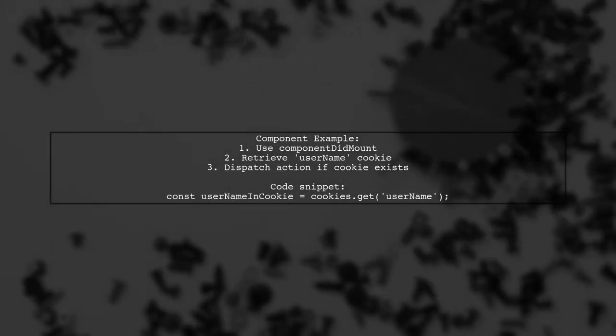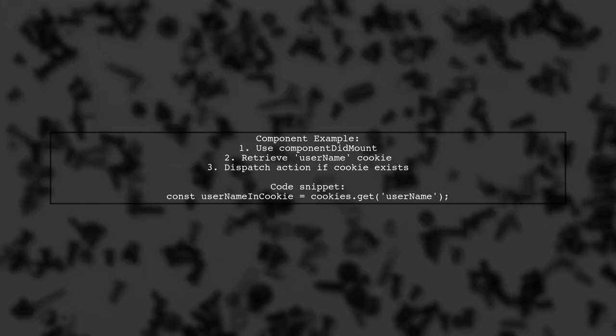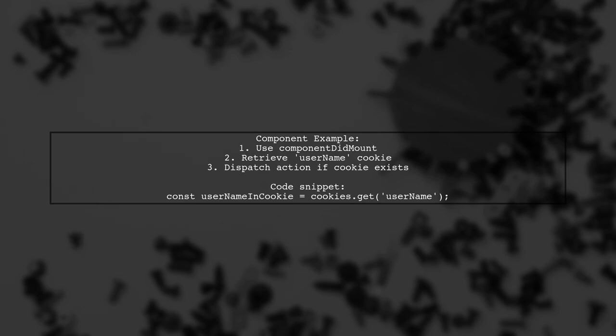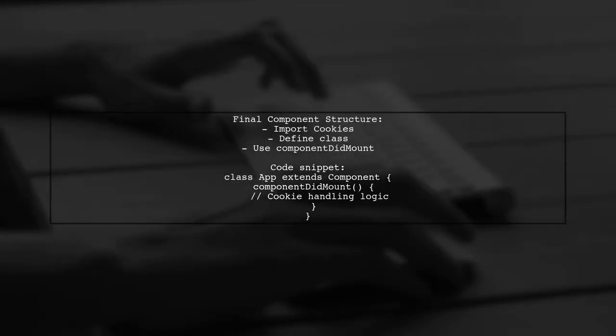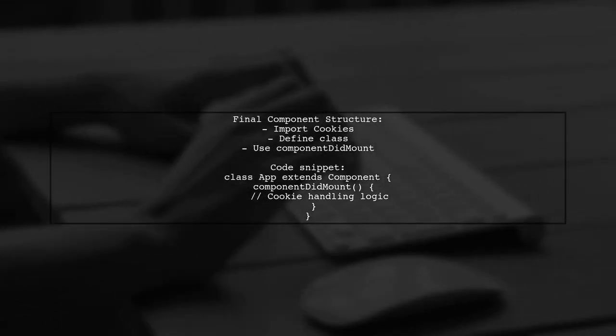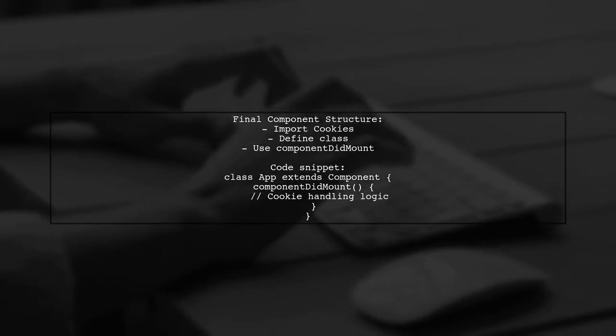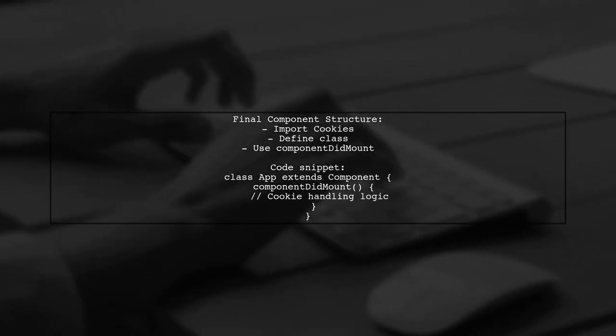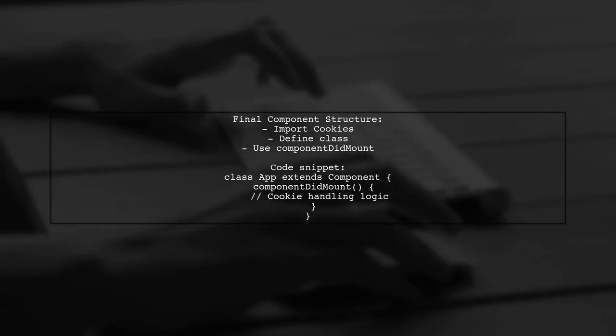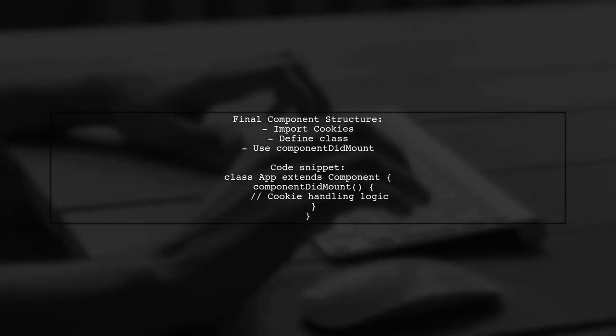In your component, use the cookies instance to retrieve the cookie value. For example, you can get the username cookie and dispatch an action if it exists. Make sure your component structure includes the necessary imports and methods to handle cookies effectively. This will help prevent errors during your smoke tests.